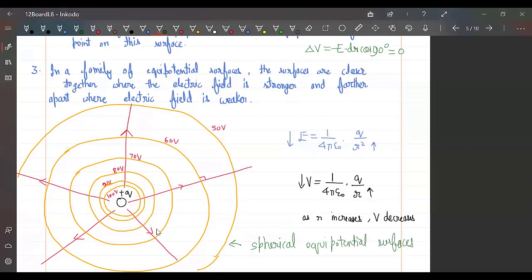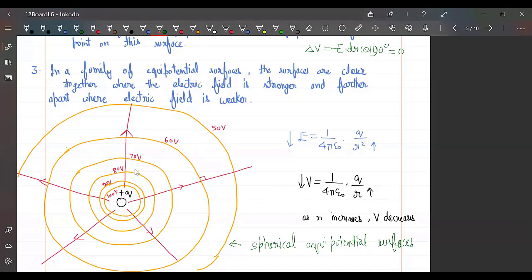So spherical equipotential surfaces, and near the charge, they will be closer because the potential is varying by 1 by R. So 100 volt, 90 volt, 80 volt, they will be closer to each other. And 70 volt, 60 volt, 50 volt, they will be far away from each other. This is just to denote, because they can have different values.